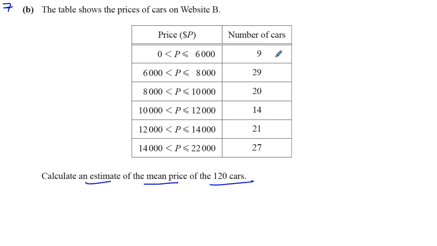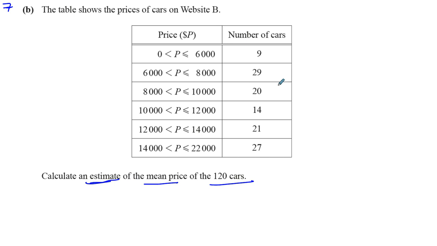mean. So what I have to do is say, these 9 cars, I don't know the exact value, but I know their value was somewhere between $0 and $6,000. So what I'm going to do so that I can estimate the mean, it's an estimate, it's not an actual mean, it's an estimate of the mean, because I'm not able to find the real mean.